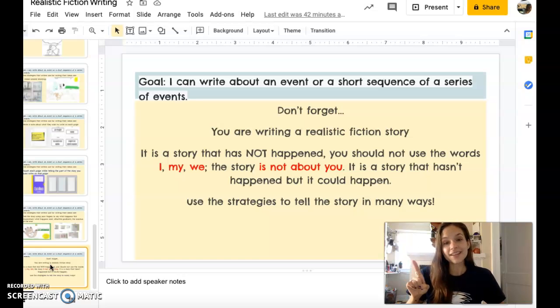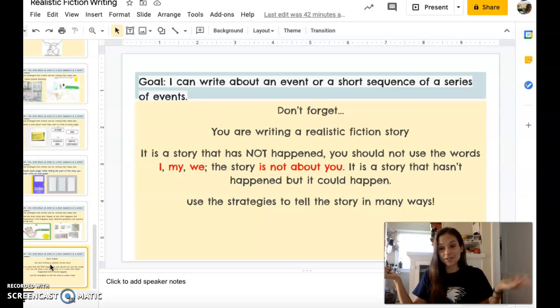Don't forget, you are writing a realistic fiction story. It's a story that has not happened. You should not use the words I, my, we. The story is not about you. It is a story that hasn't happened. But it could happen. And maybe something sort of similar happened to somebody once or twice. You're going to use the strategies to tell the story in many ways.